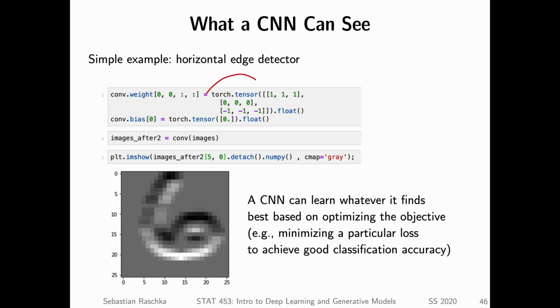Again, these are manually designed edge detectors, and CNNs can learn what they want to use as filters, because we use backpropagation and we want to minimize the loss. With that, we can find the filters that are good for extracting features that lead to a low loss or good accuracy in classification.